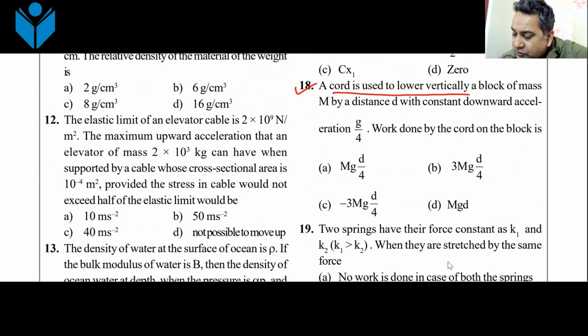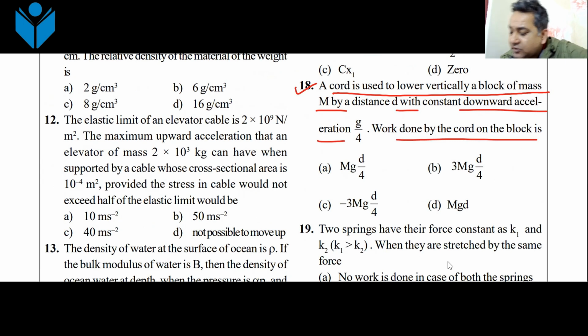A cord is used to lower a mass m by a distance d with a constant downward acceleration of g by 4. What is the work done by the cord on the block? You draw the free body diagram: T upwards, mg downwards, and the acceleration is also downwards.